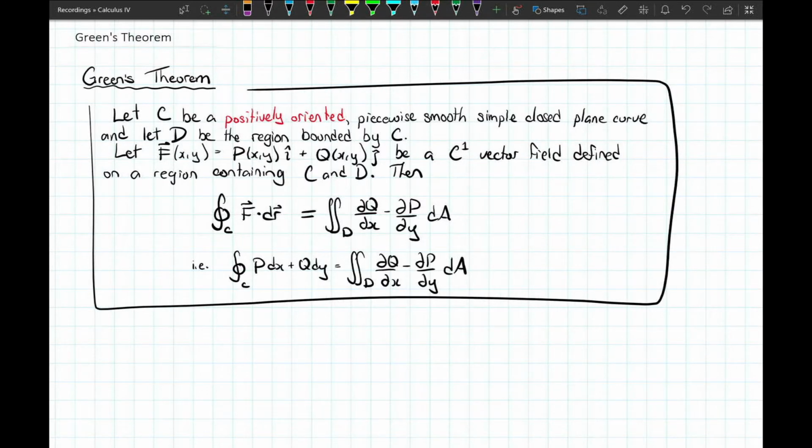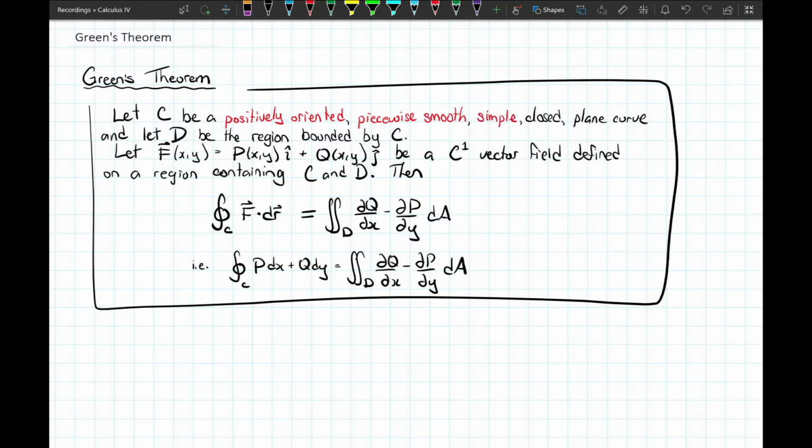Piecewise smooth, well, smooth meaning that our derivative is always defined and our derivative doesn't equal 0 at any point in time. But being piecewise smooth would allow us to have something like a rectangle, as long as it's made of finitely many smooth pieces. Simple just means that our curve has no self-intersections except at its initial and terminal points. So this is going to be right out. A lemniscate is not going to be a simple curve.